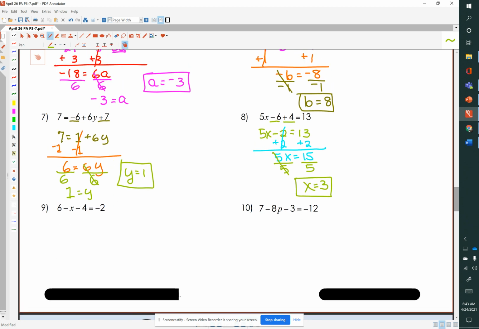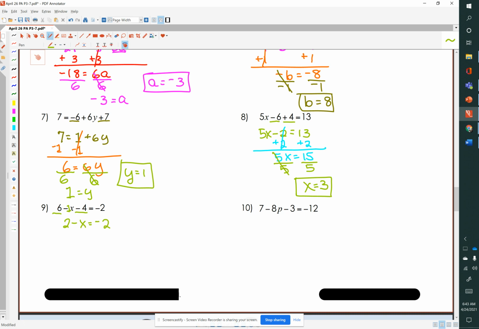And then number 9, 6 minus x minus 4 equals negative 2. So there is an invisible 1 in front of the x, just so we remember that. But I cannot combine that with anything. I have 6 minus 4, which I can combine. So 6 minus 4 is 2, so I have 2 minus x equals negative 2.